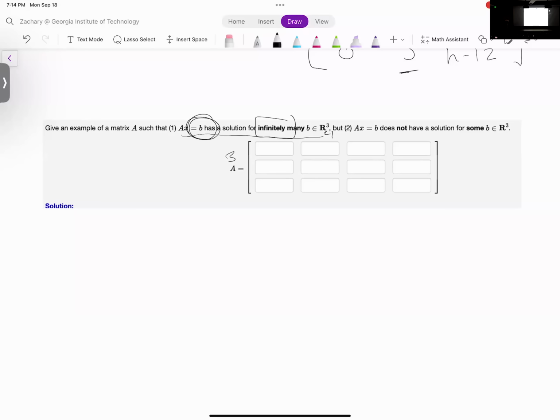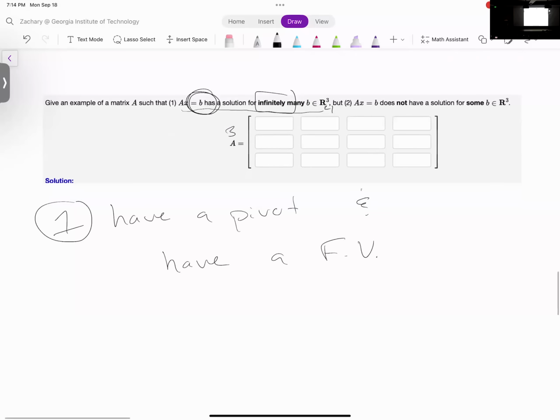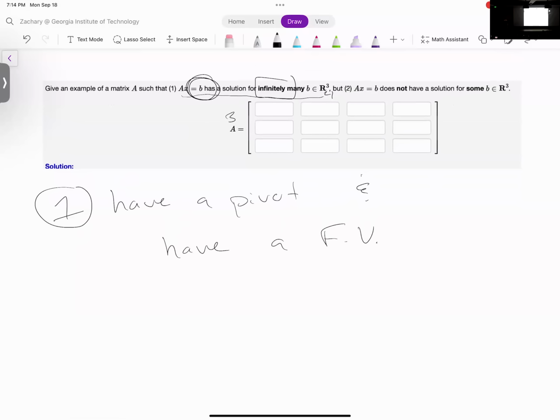But the first thing it says is we have a pivot. So the first statement says we have a pivot and we have a free variable. So that's the first thing. How many pivots can we have at most? Three. How many free variables can we have at most? 1, 2, 3, 4.